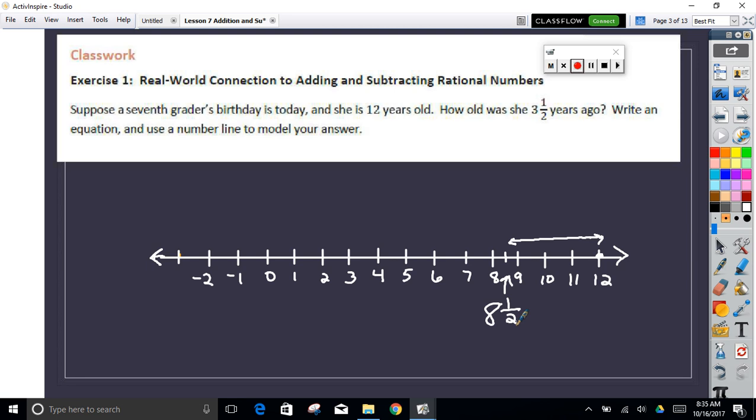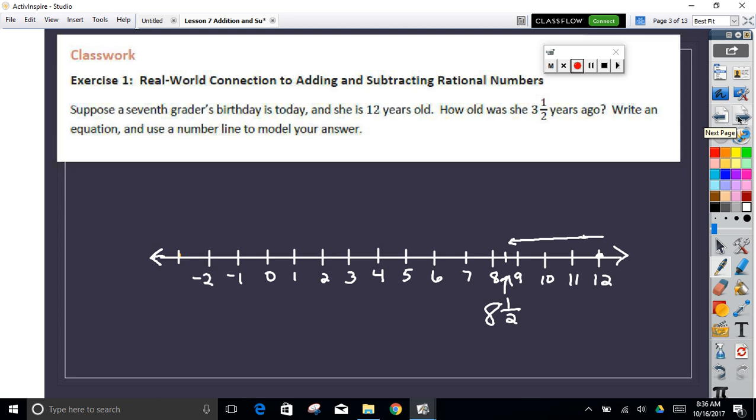Adria started here. The only thing I would change about Adria's model is this wouldn't have an arrow on the end of it. You only want one arrow. So I would change this to be just a ray that actually starts at 12. So she's 12 years old, so we're starting at 12. 3.5 years ago, we have to subtract 3.5. So if we go 1, 2, 3, plus another half, that takes us to 8.5. Okay, any questions about that?